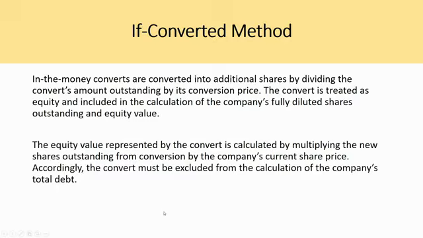Now, the if converted method. In the money converts are converted into additional shares by dividing the convert's amount outstanding by its conversion price. The convert is treated as equity and included in the calculation of the company's fully diluted shares outstanding and equity value. The equity value represented by the convert is calculated by multiplying the new shares outstanding from the conversion by the company's current share price. Accordingly, the convert must be excluded from the calculation of the company's total debt.